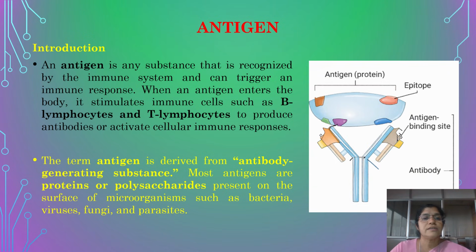An antigen is a substance that is recognized by the immune system and can trigger an immune response. When an antigen enters the body, it stimulates immune cells such as B lymphocytes and T lymphocytes to produce antibodies or activate cellular immune responses. The term antigen is derived from antibody generating substance.